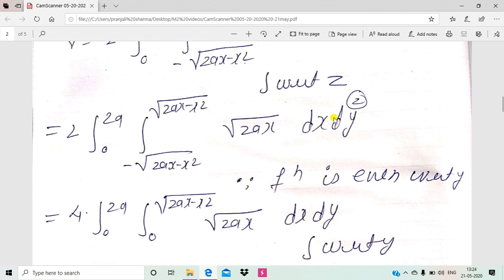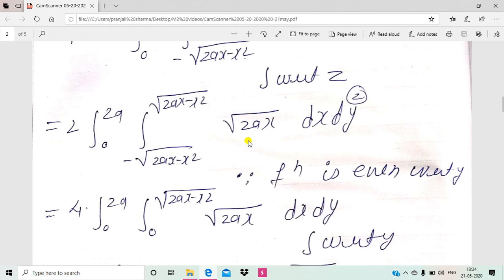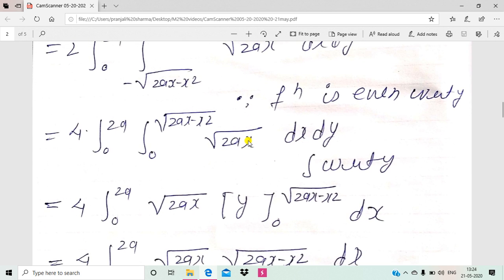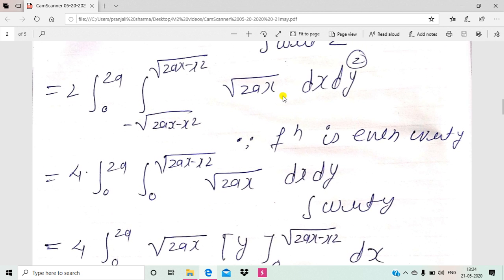Now the second integration is integration with respect to y, treating x as a constant. So this whole part is a constant with respect to y, therefore the integration of 1 will be y. And what about the limits? Since constants are always even functions, the limits can be written as 2 times 0 to root over 2x minus x square. Therefore the integration is now 4 times the integration between the limits 0 to root over 2a minus x square.